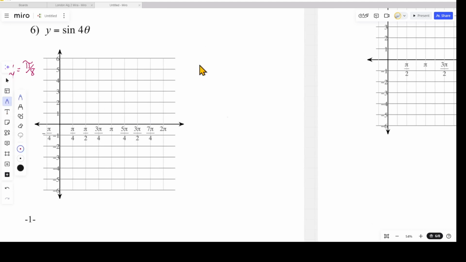And this one's going to be similar. Just copy the stuff from the last one since all the aspects are the same: the amplitude, the period, phase shift. The only difference is it's sine. So instead of starting high, it starts middle.